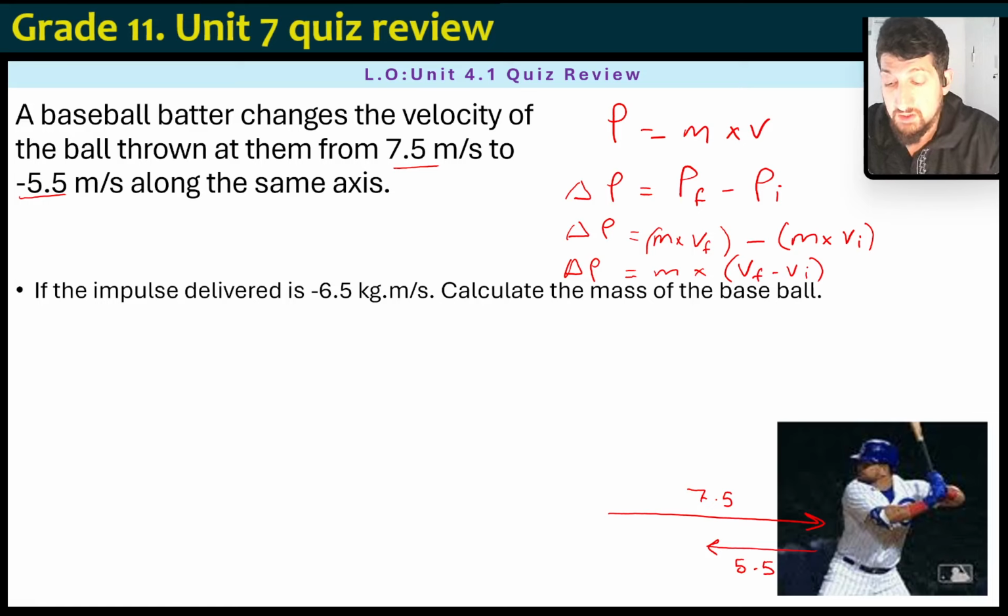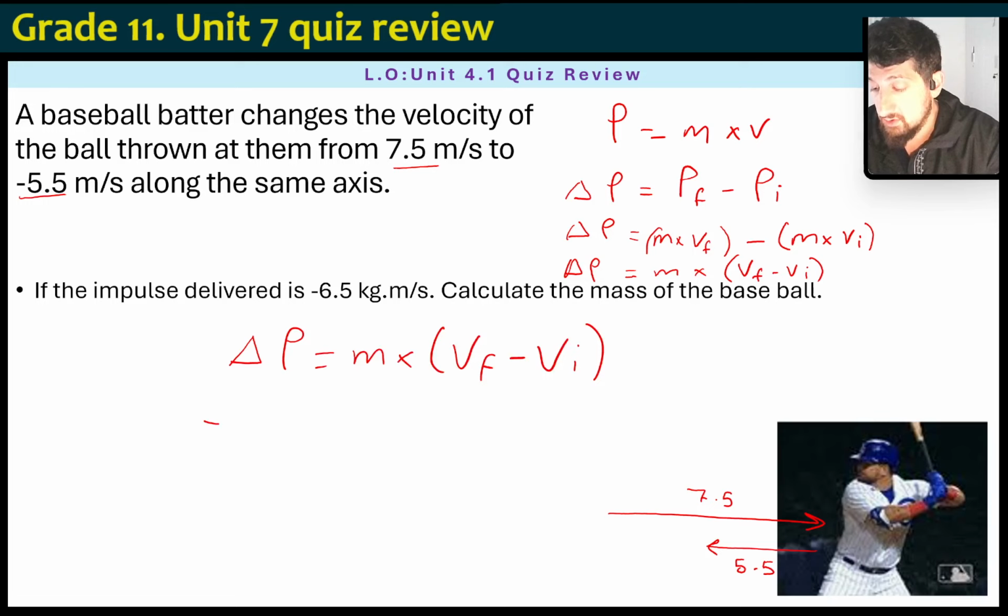So this is how I worked it out. Impulse or change in momentum is equal to P final minus P initial. Then I realized that, hang on, P final is mass times final velocity, while P initial is mass times initial velocity. And of course, I can rearrange this, since m is the same for both, to mass times final velocity minus initial velocity. And so now I can say, I've got this formula, mass times Vf minus Vi.